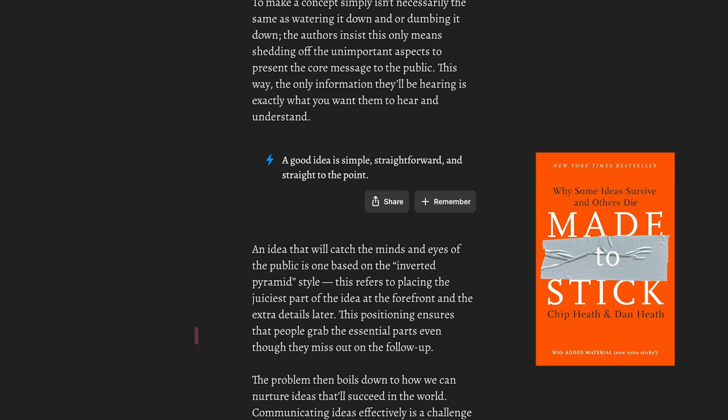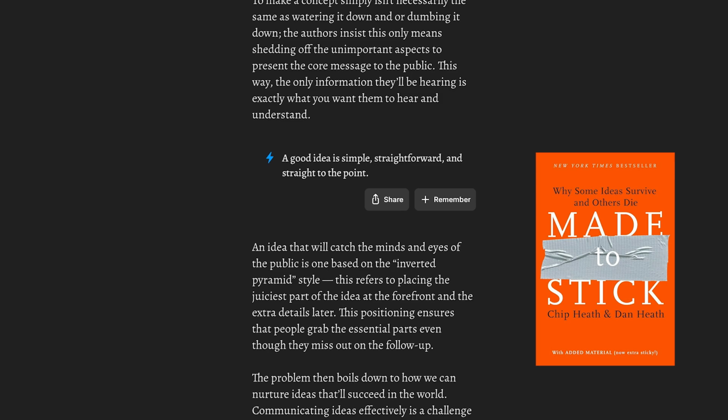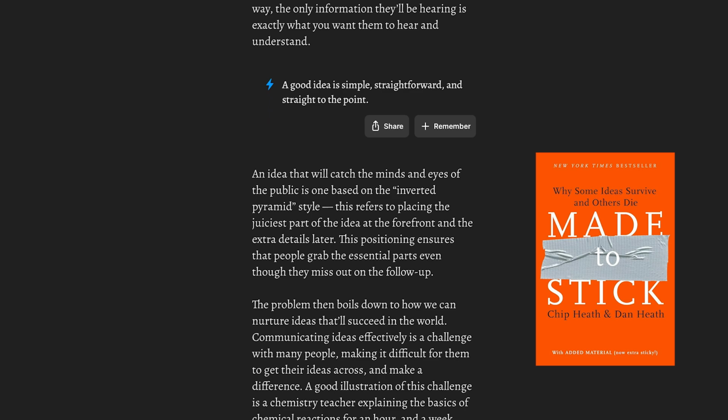A good idea is simple, straightforward, and to the point. An idea that will catch the minds and eyes of the public is one based on the inverted pyramid style. This refers to placing the juiciest part of the idea at the forefront and the extra details later. This positioning ensures that people grab the essential parts even though they miss out on the follow-up. The problem then boils down to how we can nurture ideas that'll succeed in the world.